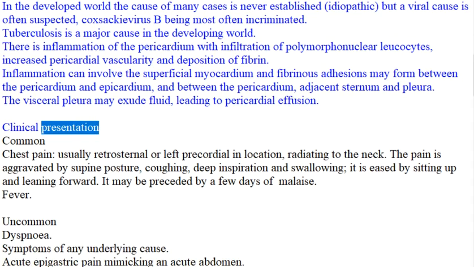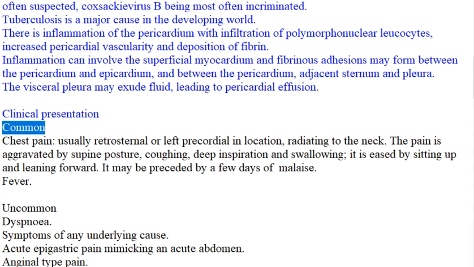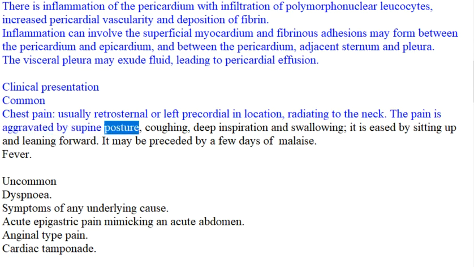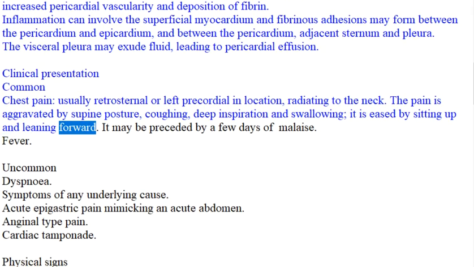Clinical presentation. Common: chest pain, usually retrosternal or left precordial in location, radiating to the neck. The pain is aggravated by supine posture, coughing, deep inspiration and swallowing. It is eased by sitting up and leaning forward. It may be preceded by a few days of malaise.